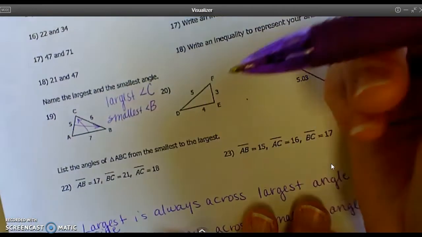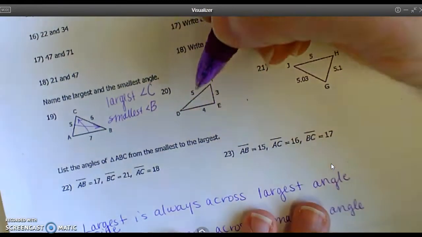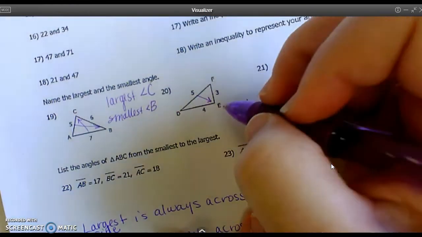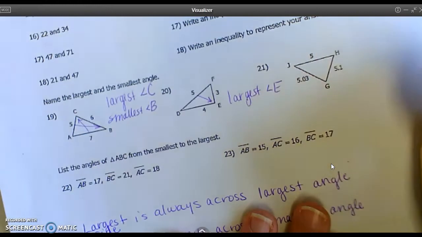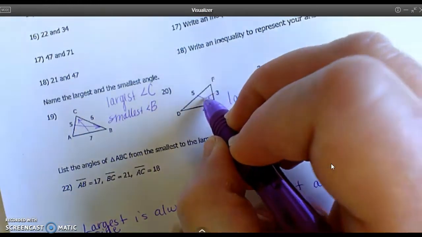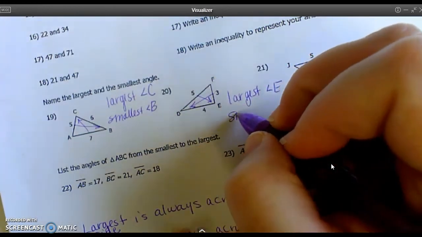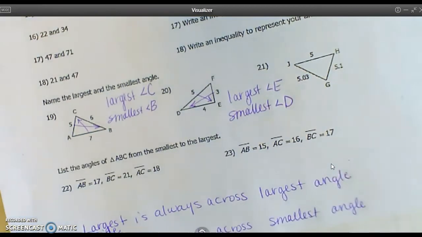Okay, number 20. Again, this side here is the largest. It is across from E. So the largest must be angle E. 5, 4, 3. 3 is smallest. So 3 is across from D. So the smallest must be angle D.